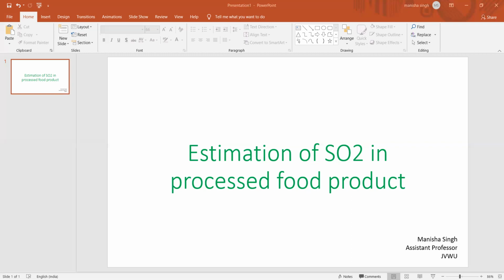Then we will determine the sulfur dioxide in ppm, that is parts per million, and the formula is 32.03 multiplied by titer value multiplied by normality of the sodium hydroxide into 1000 divided by weight of the sample. So by this method, you will determine the sulfur dioxide present in your food sample.